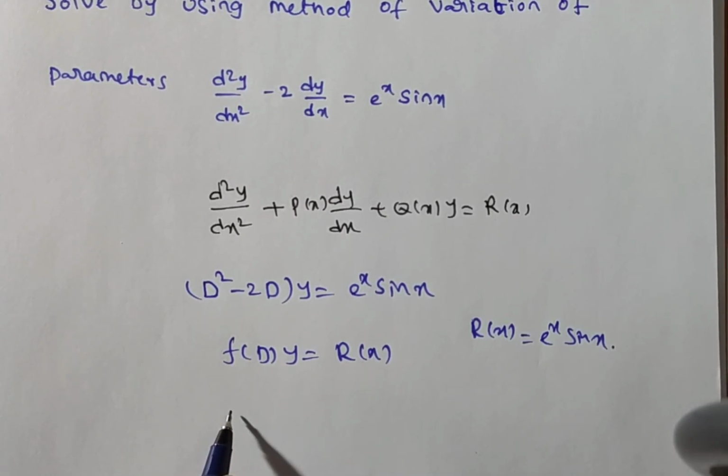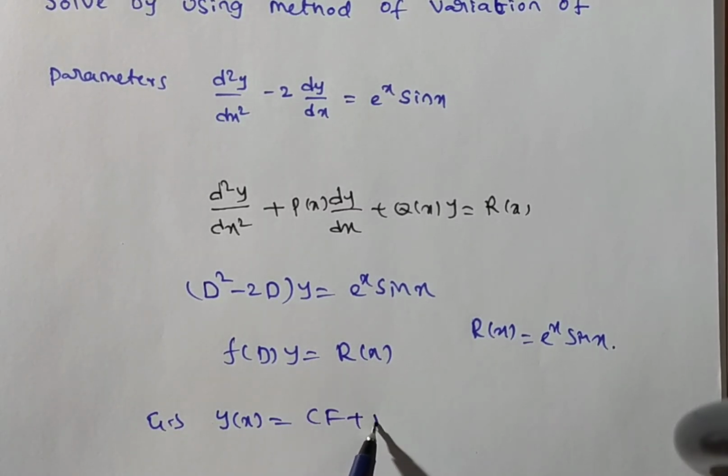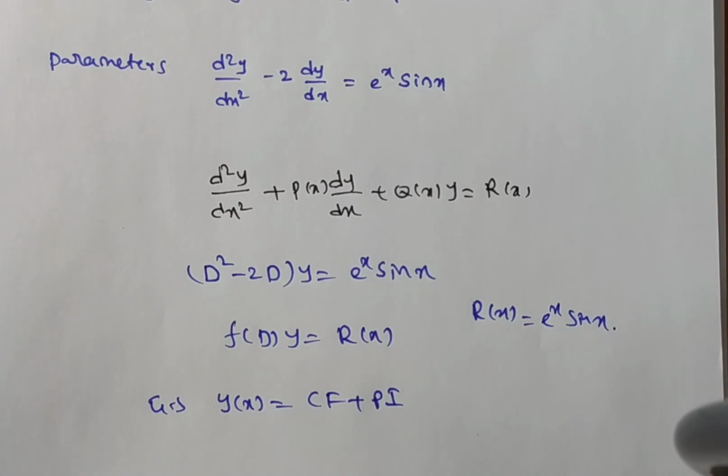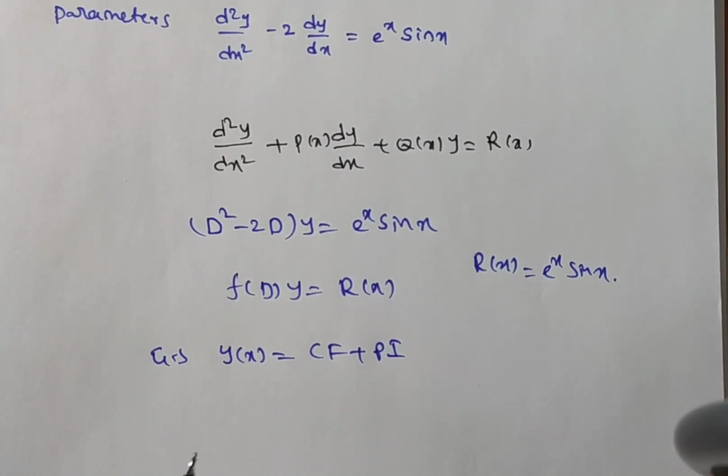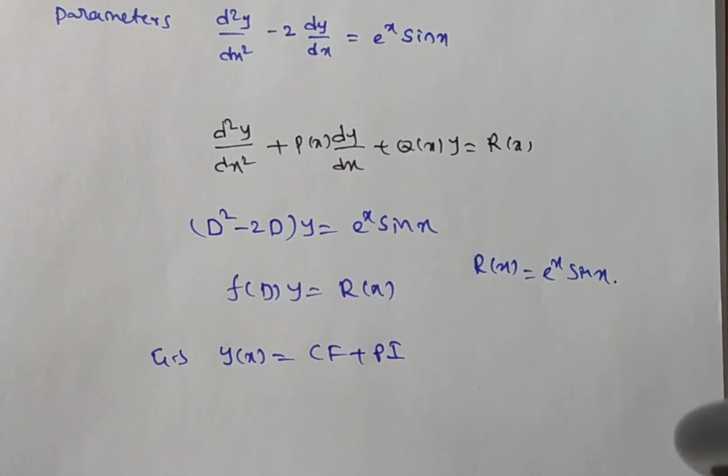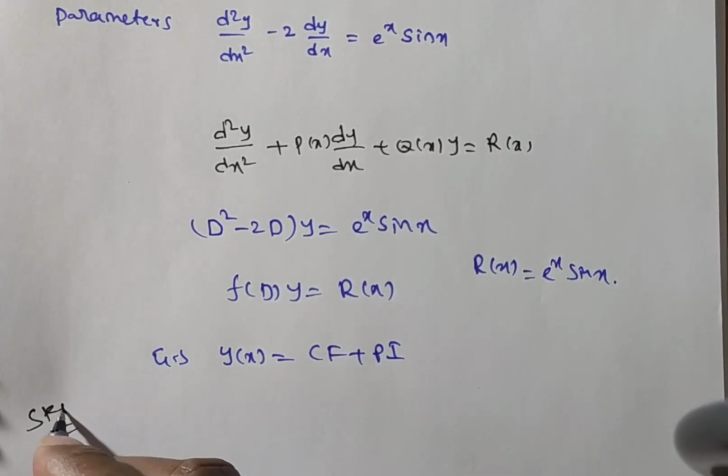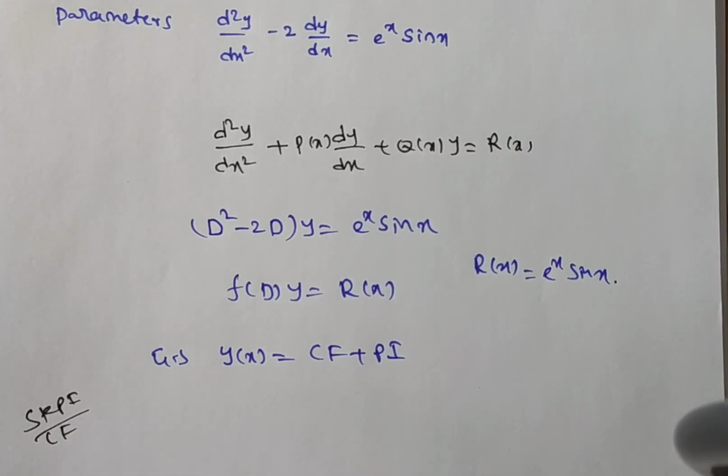For f(D) y = r(x), what is the general solution? The general solution, denoted y(x), is the complementary function plus the particular integral. Now which method are we using? The method of variation of parameters. Friends, in step 1 we get the complementary function. For the variation of parameters method, the complementary function is found as in the general method.